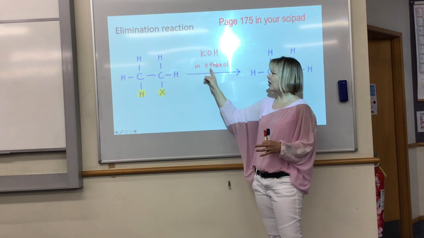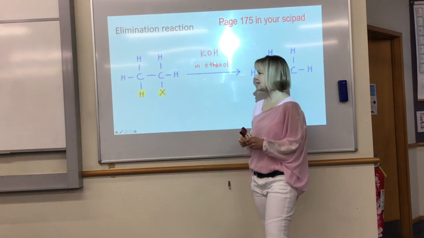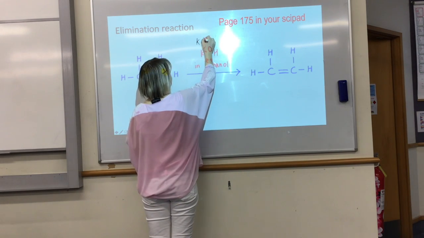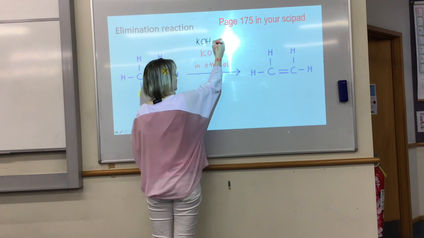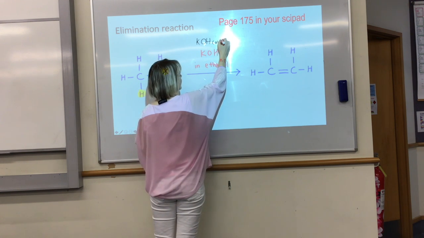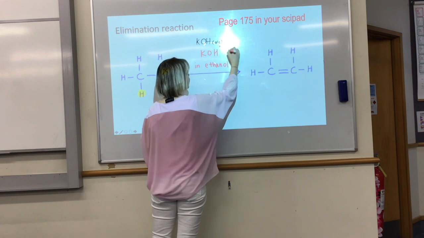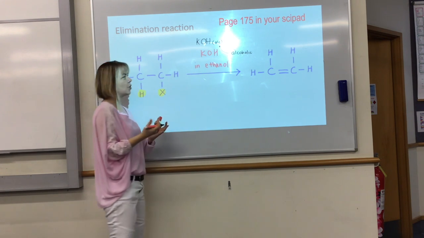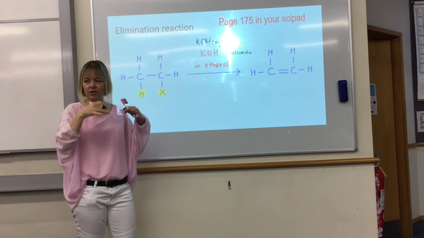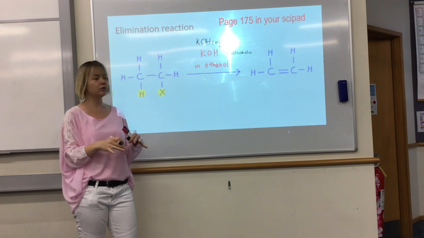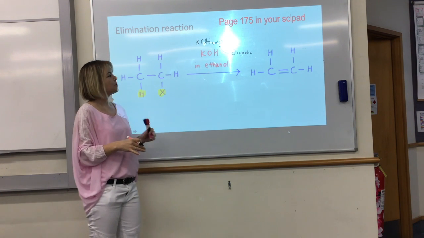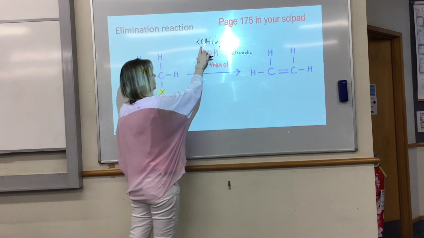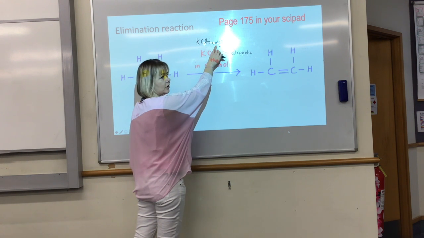Now, it doesn't often get written out like this. Instead, it's more likely to be written KOH, and then in brackets as a subscript ALC. What that stands for is alcoholic. So the potassium hydroxide has been dissolved in alcohol, like ethanol, and hence ethanol there. So you always get elimination if the potassium hydroxide is in ethanol.